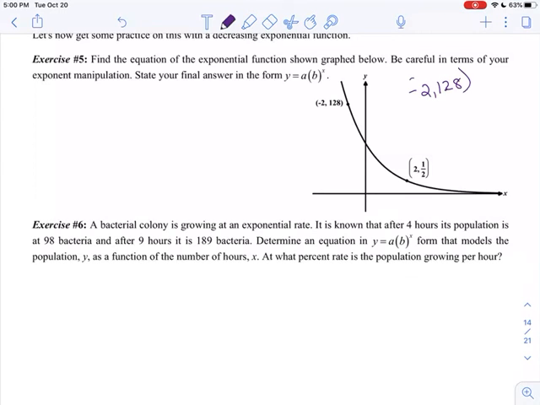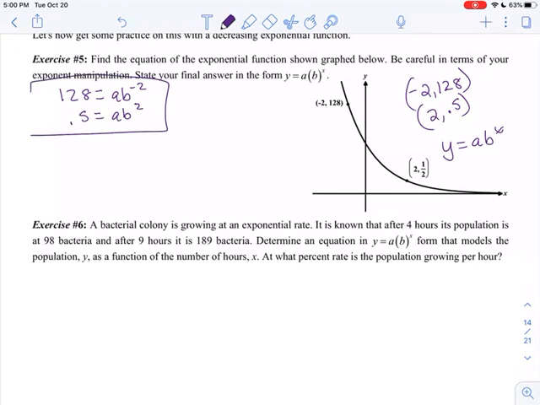So exercise 5, I want to find the equation of the exponential function shown in the graph below. These are my points. My points are -2, 128, and 2, 1/2. Now 1/2 is just 0.5, so I'm going to write it as a decimal because I don't want to be writing fractions. So I'm going to write those two equations. Remember, you're just substituting in the x and the y into my exponential function y equals ab to the x.